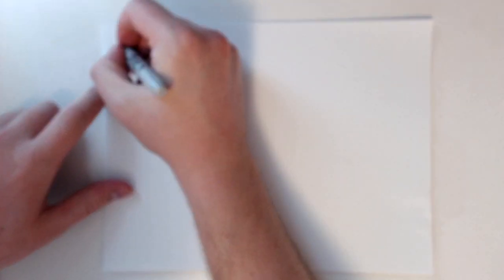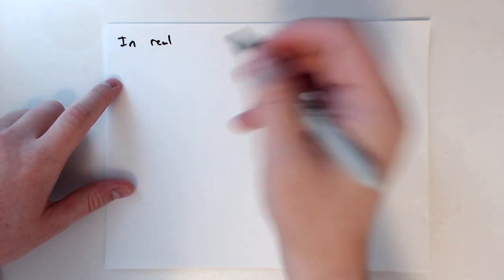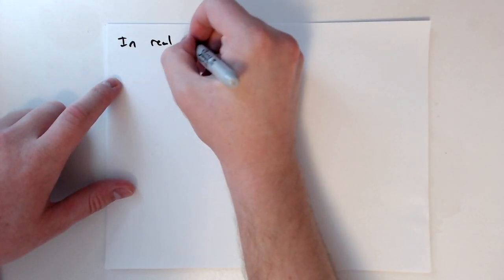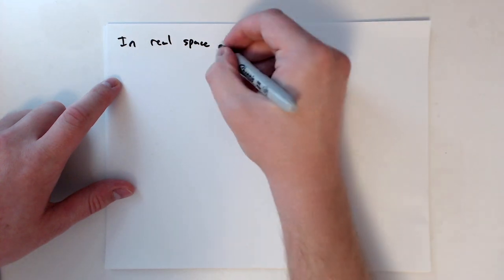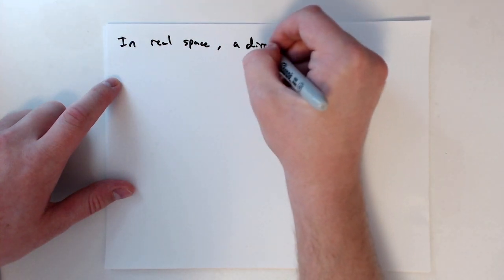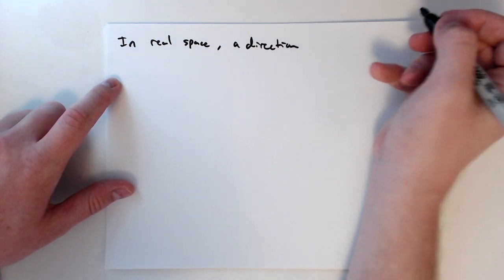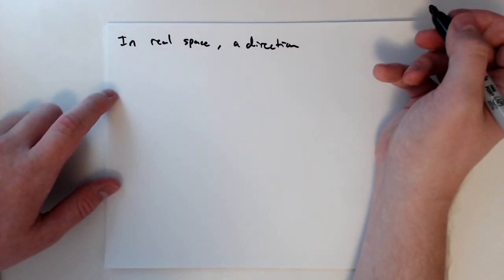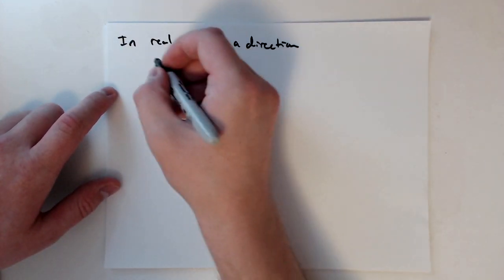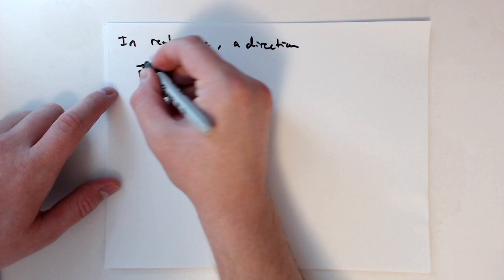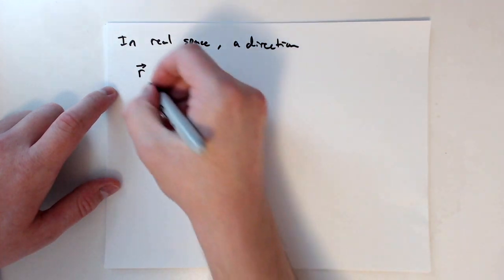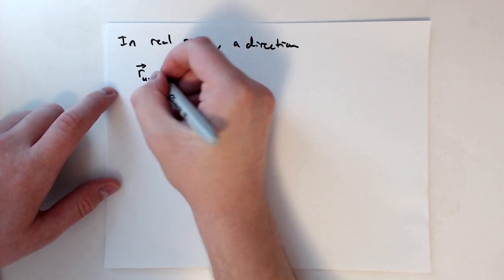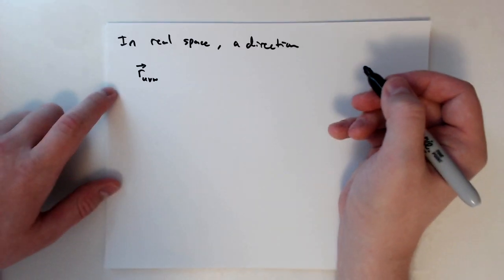All right, let's go over some of the math with reciprocal space. And let's start in real space. So I'm always going to make these connections between the two. So in real space, a direction or vector from the origin is represented by a vector. So we call that vector R, and it has indices of u, v, and w, right?